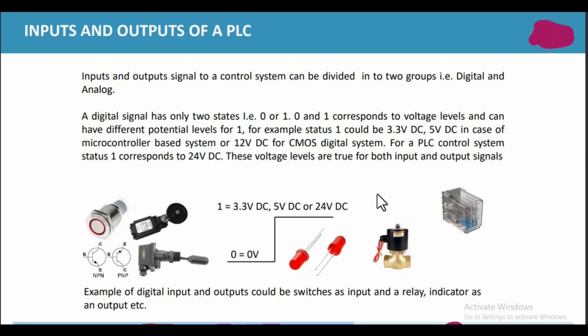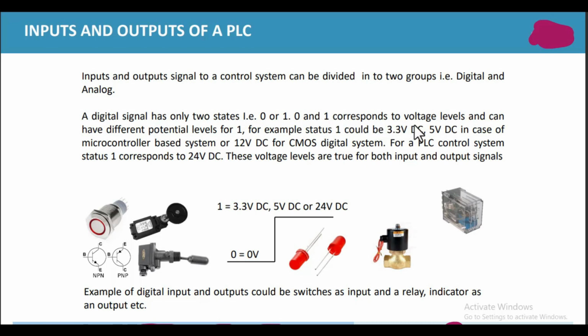Bismillahirrahmanirrahim. In this video we will discuss the inputs and outputs of the PLC. Input and output signals to a control system can be divided into two groups. One is digital and the other one is analog. A digital signal has only two states, that is 0 or 1.